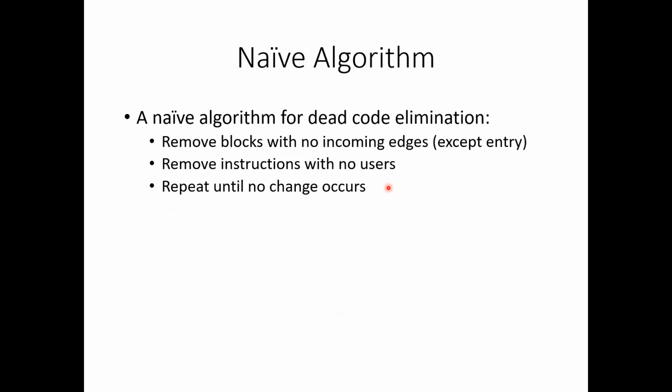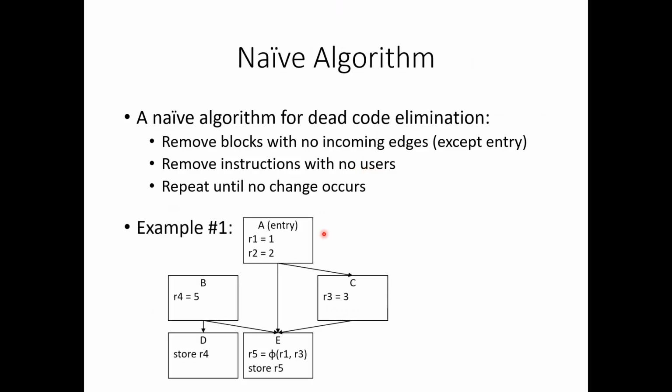Okay, so I remove blocks with no incoming edges, I remove instructions with no users, and also if I remove an instruction that doesn't have a user, the instruction that I removed might have been a user for a previous instruction. And now when I remove it, the previous instruction also no longer has a user. That's one example. Let's say I have this code right here, or this control flow graph right here. After I apply dead code elimination to this code, I iteratively remove blocks with no incoming edges and instructions with no users. What do I get?